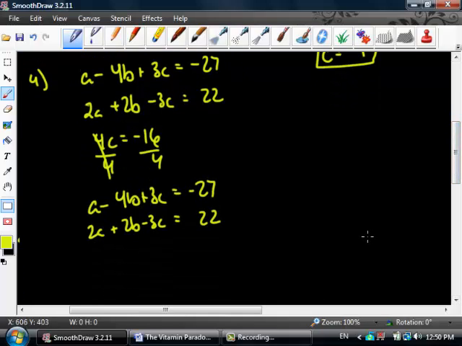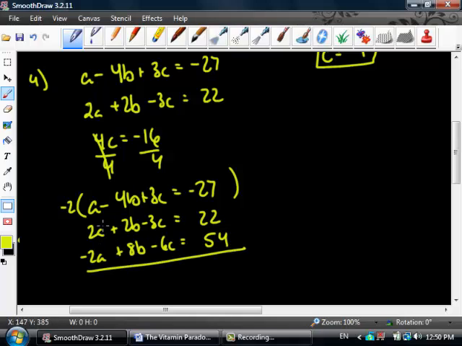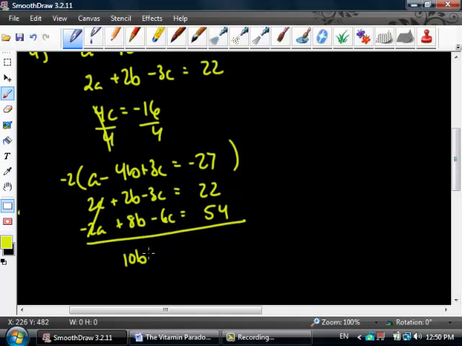If we can't get rid of C, which one should we get rid of? Jared, what do you think? Thinking A? Okay. Multiply the top and bottom by negative 2. So that'd be negative 2a plus 8b minus 6c equals positive 54, yeah? That goes away. I end up with 10b minus 9c equals 76. Okay, 10b minus 9c equals 76.